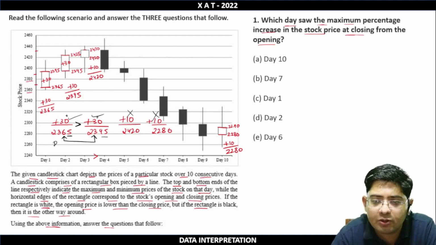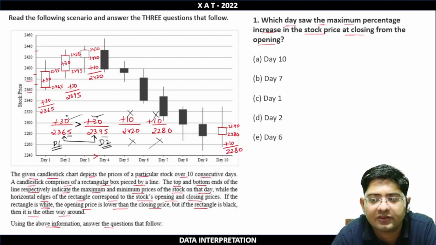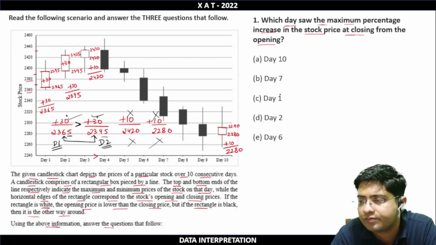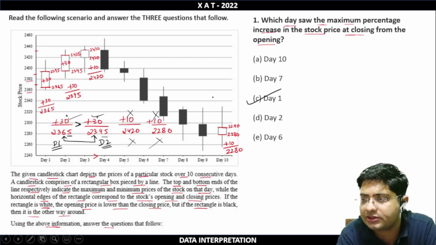So that means this value is of day 1 and that value is of day 2. So day 1's value is greater than day 2's, and these are the lowest values. We are avoiding the last two candlesticks. So the answer should be day 1. Okay, that is option C. Now let's look at the next question.